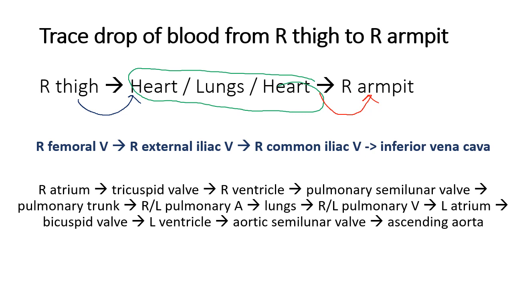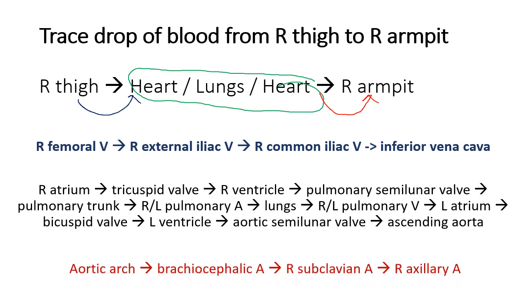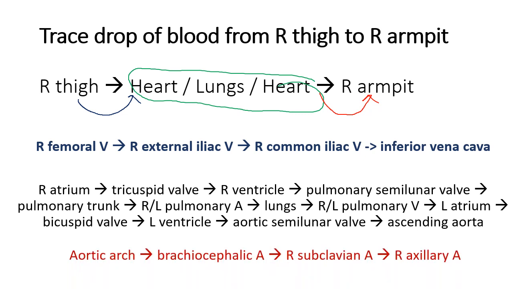So we've got part one done, the veins from the thigh to the heart. We've got part two done, which is the heart, lungs, heart. Now try to pause again and see if you can get from your ascending aorta up across your right shoulder to your right armpit. Hit pause and see how you do. So I know you probably haven't hit pause at all during this video.